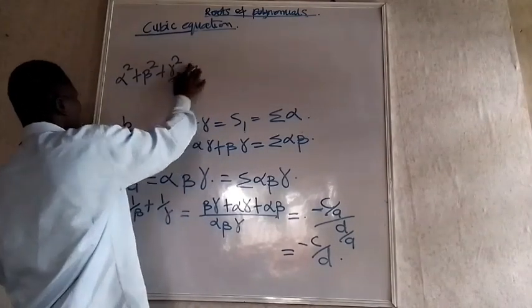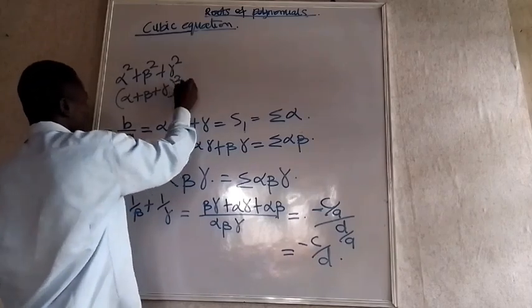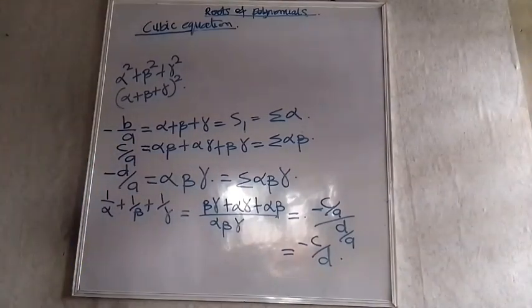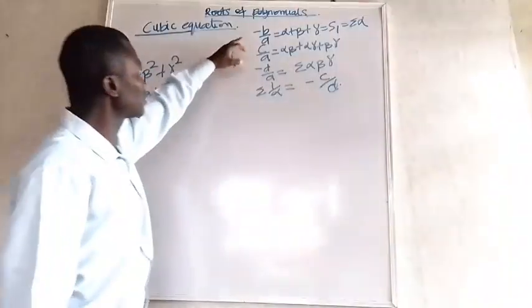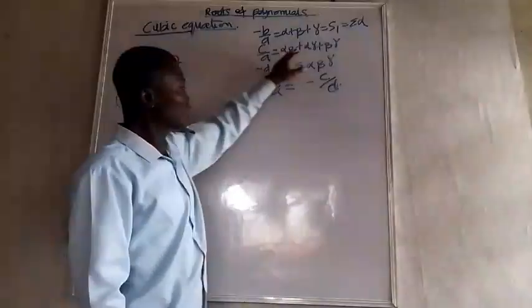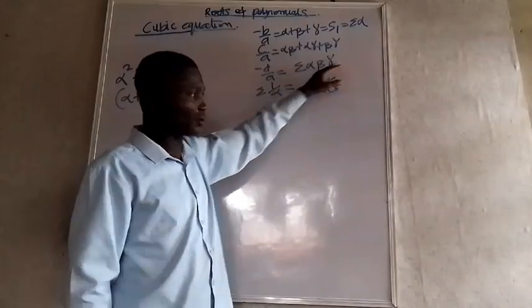Let's expand alpha plus beta plus gamma. Let's square it. Now, from the summation technique, we have been able to get the sum of the roots, the sum of the pairs, the product of pairs, and the product of all the roots, minus d over a.